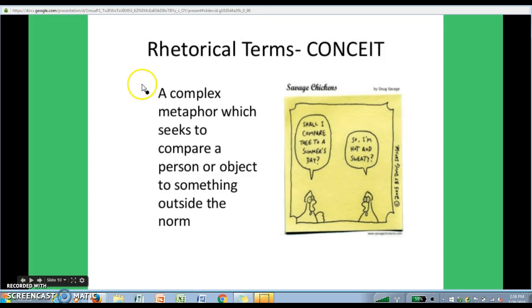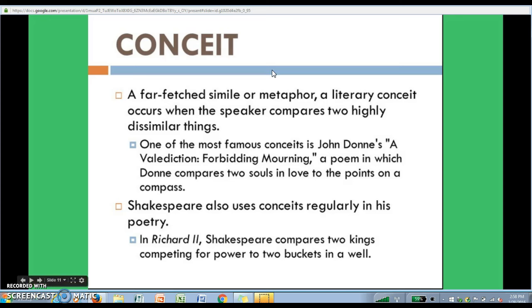So, a conceit is a complex metaphor which seeks to compare a person or object to something outside the norm. Now, what does that mean? So let's take it a little deeper. A far-fetched simile or metaphor, a literary conceit, occurs when the speaker compares two highly dissimilar things, such as in John Donne's "A Valediction: Forbidding Mourning." In his poem, Donne compares two souls in love to points on a compass.